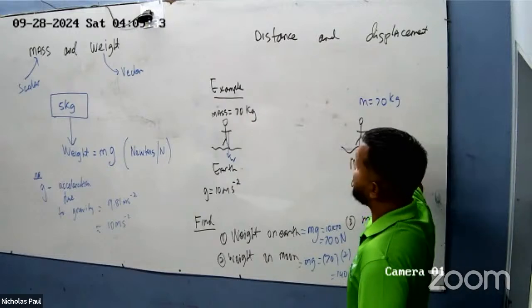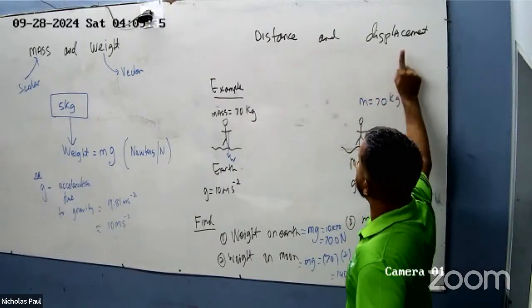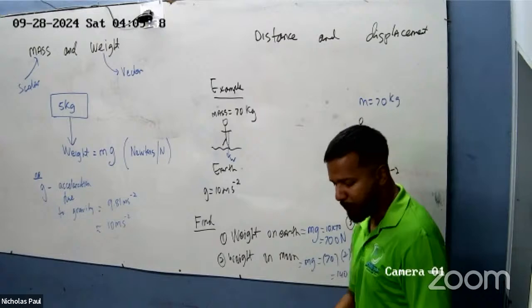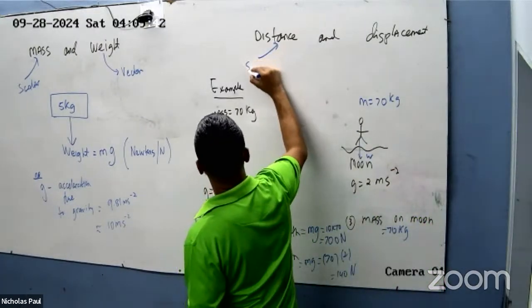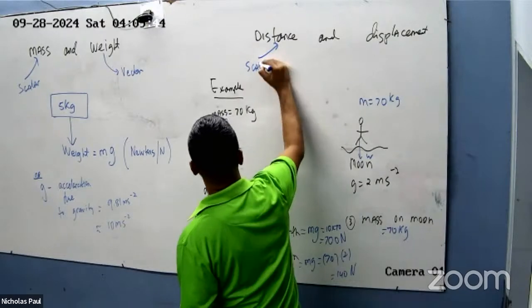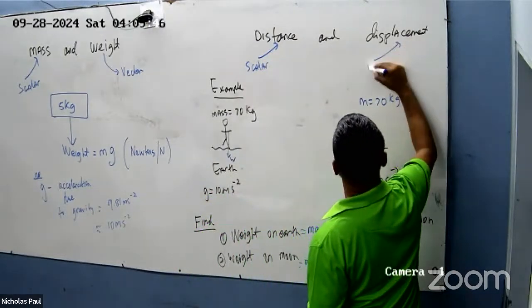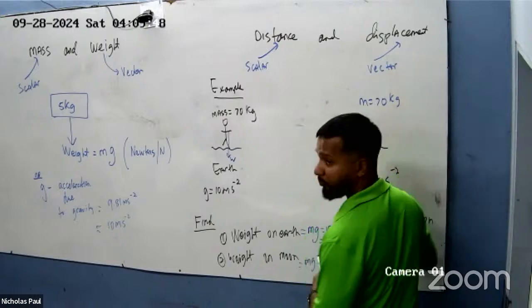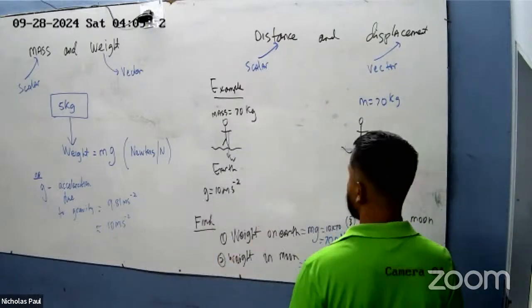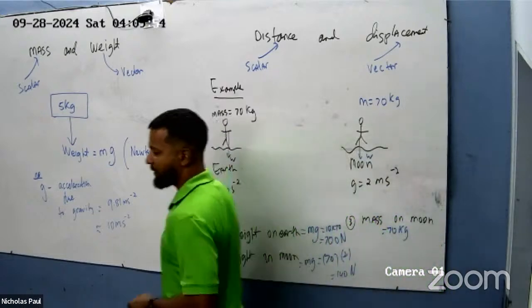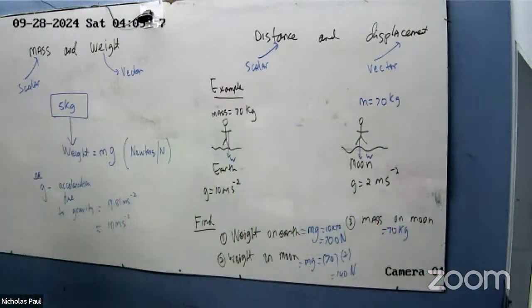Now we have to understand the difference between distance and displacement. As Vandina guessed correctly, distance is a scalar quantity. Displacement is a vector quantity. Let's take a look at distance and displacement now.